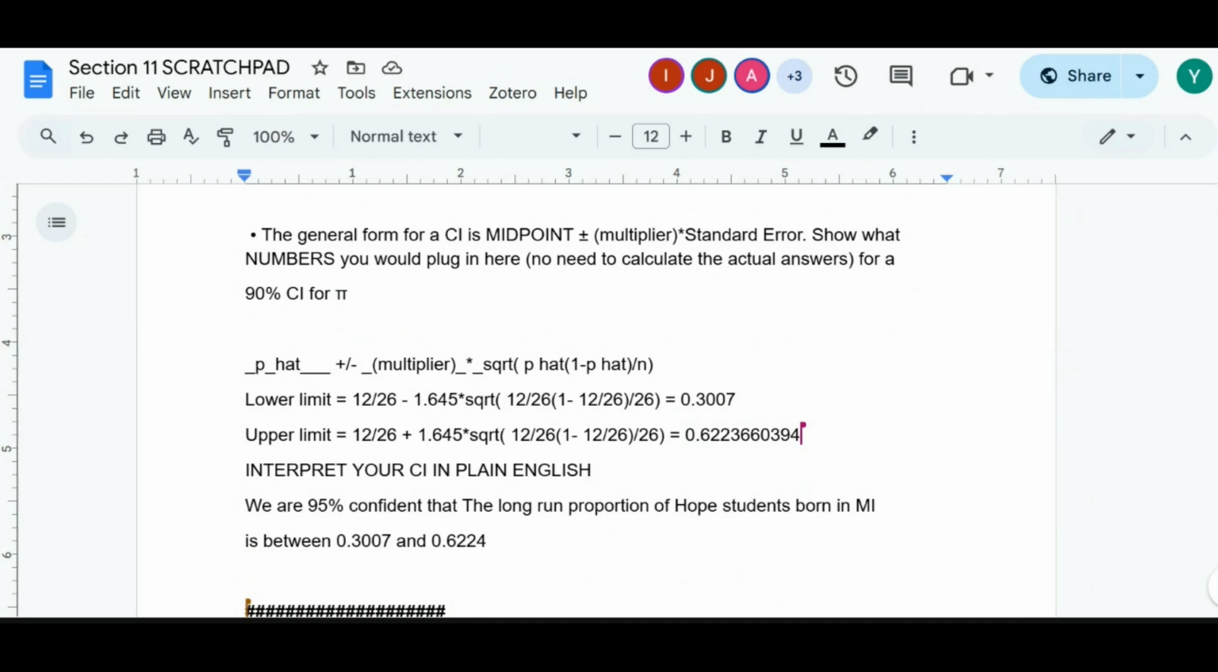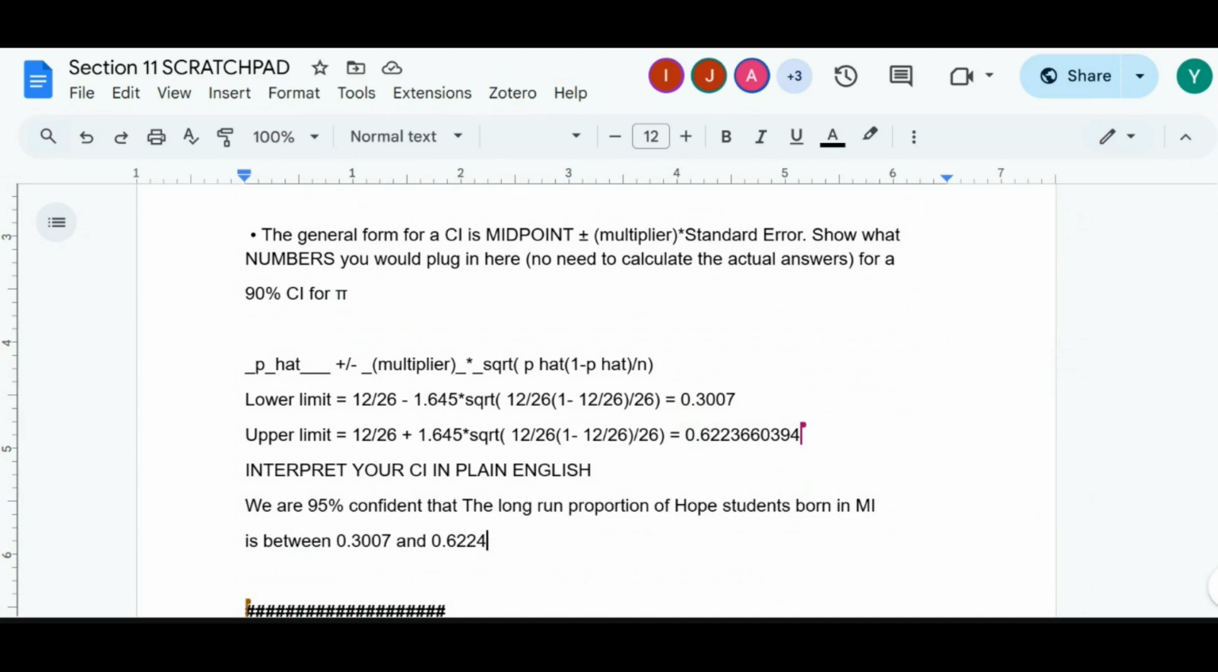I know it's strange, but for example, if I said the 95% confidence interval of Hope students born in Michigan is between 0 and 1. Am I telling you anything? Every proportion is between 0 and 1. That's like saying everyone in this room is between 0 and 100 years old. It's true, but it's useless.